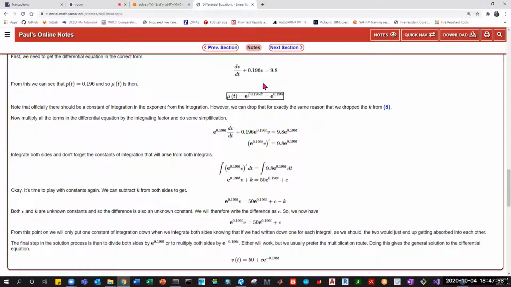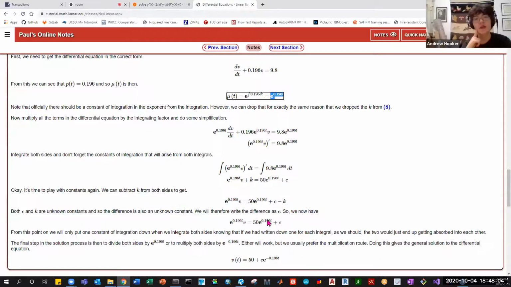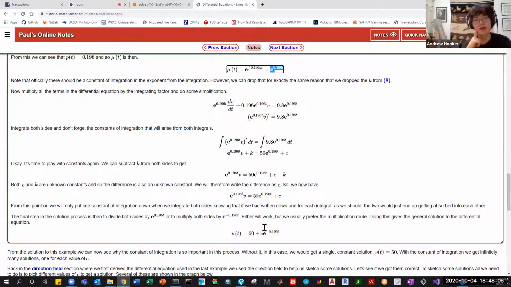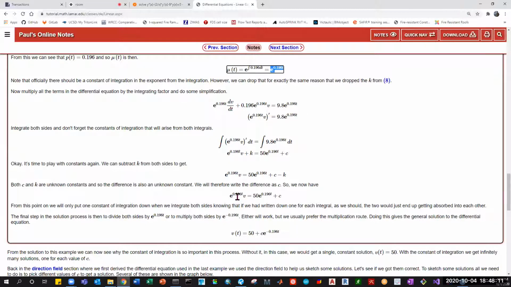You pretty much pre-multiply everything by this, and then you do this. Yeah, you would multiply everything by the integrating factor on every term. So this becomes 1, this is 50, and this guy has a negative. This looks familiar once you look back. Oh, okay, now it makes sense.